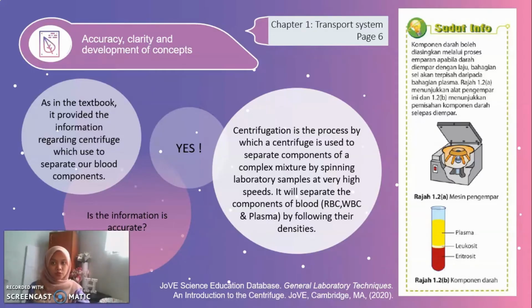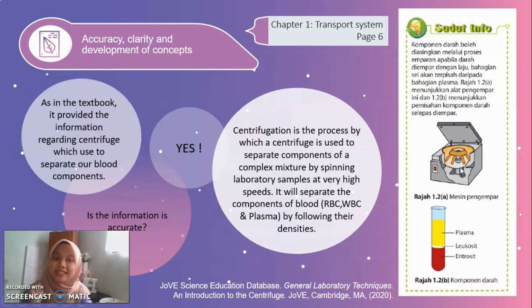The first one, which is accuracy, clarity, and development of concept, in chapter 1, Transport System, page 6. In the textbook, it provides information regarding the centrifuge, which is used to separate blood. It's already said over here, to separate blood. Is the information accurate?